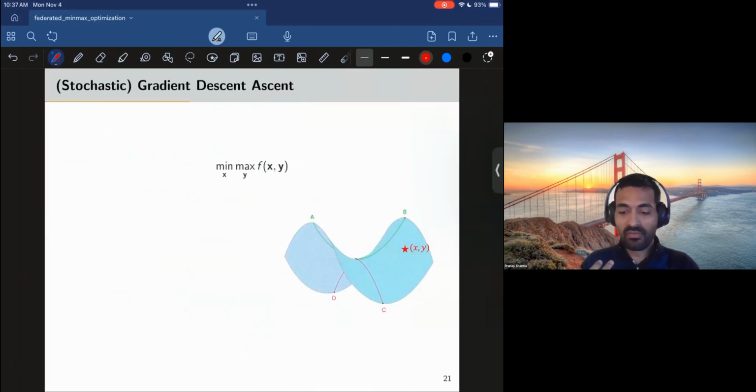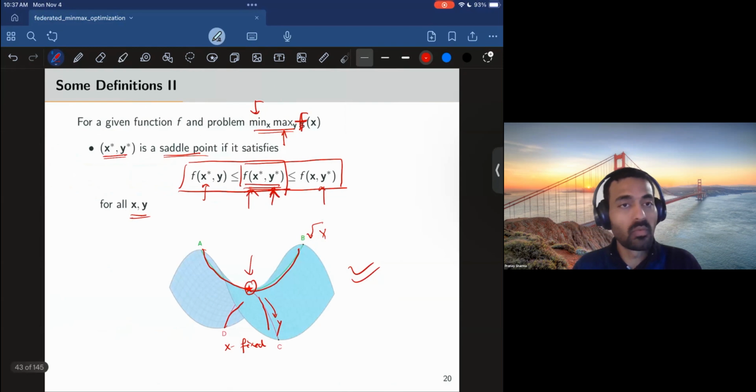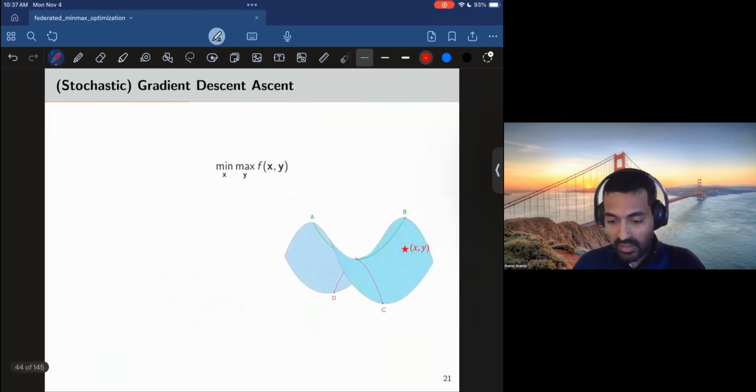Now, once we know what kind of optimum point we are looking for, let's look at a simple algorithm to achieve such a point. This algorithm is called gradient descent ascent. We'll also talk about its stochastic variant, but let's first start with the deterministic version, gradient descent ascent. This is the problem we want to solve.